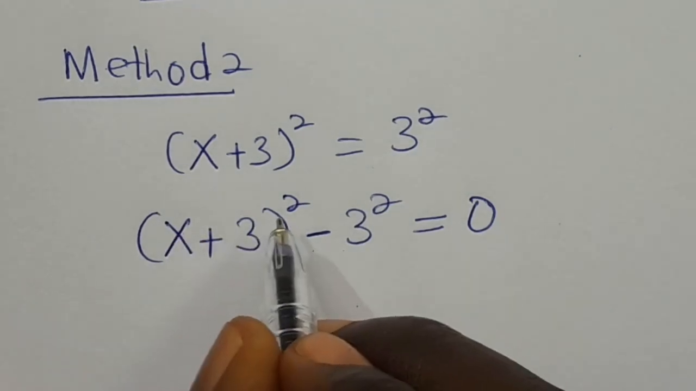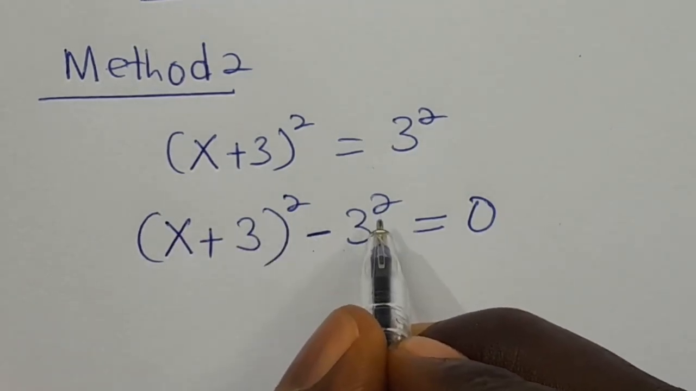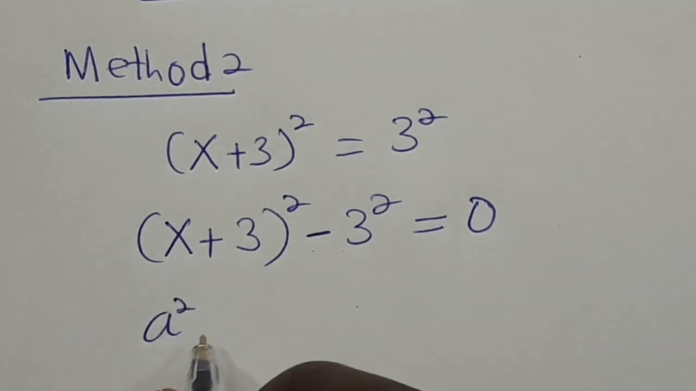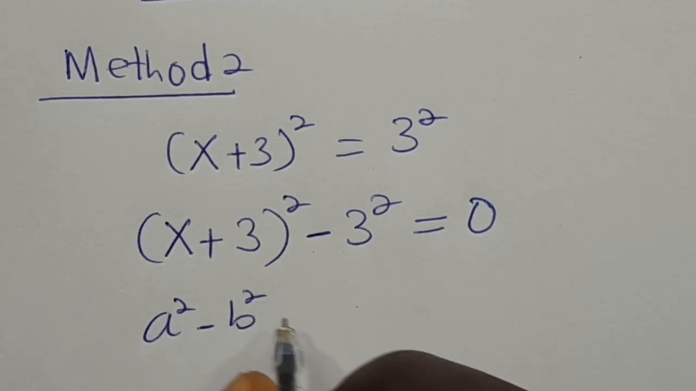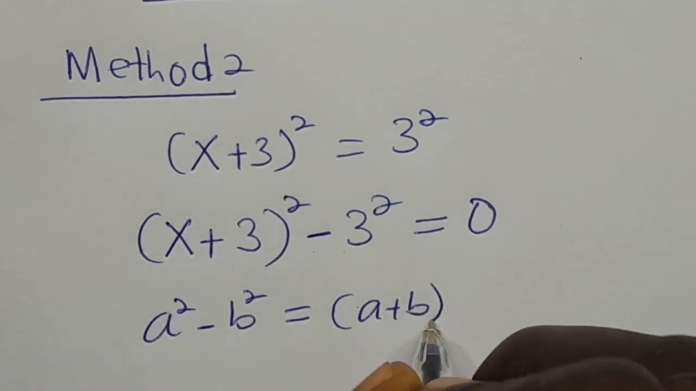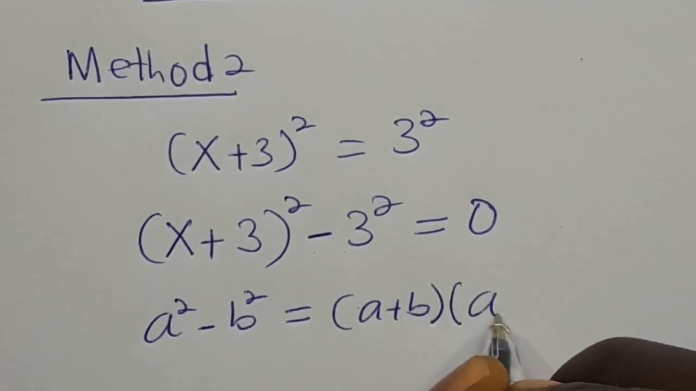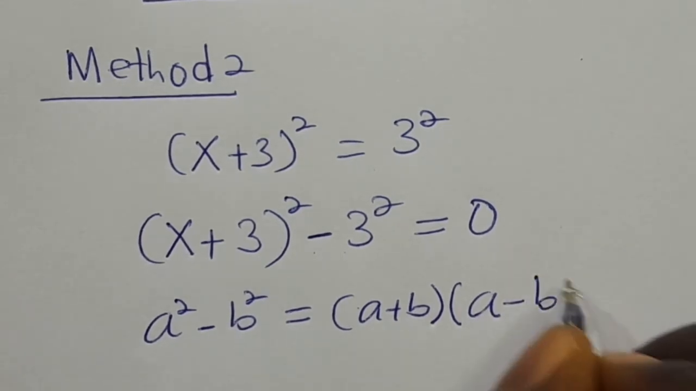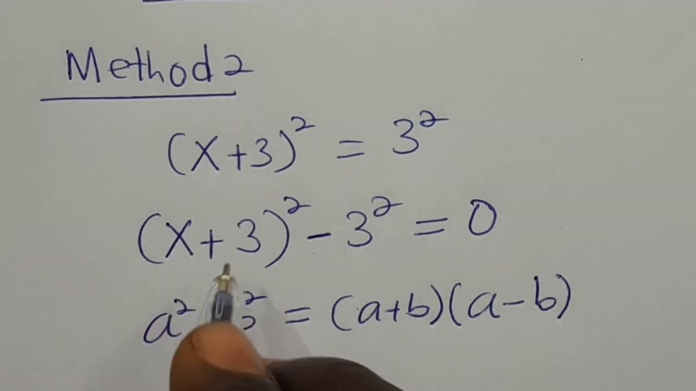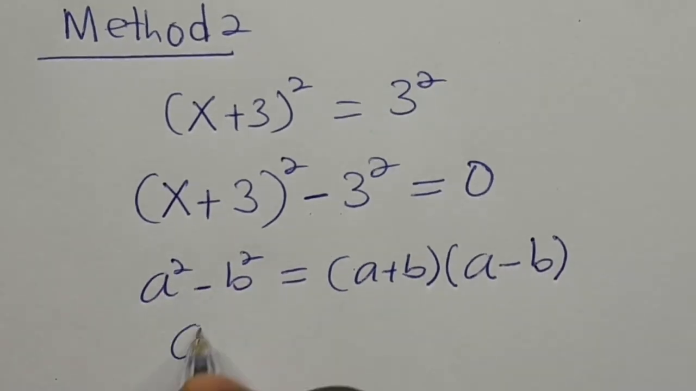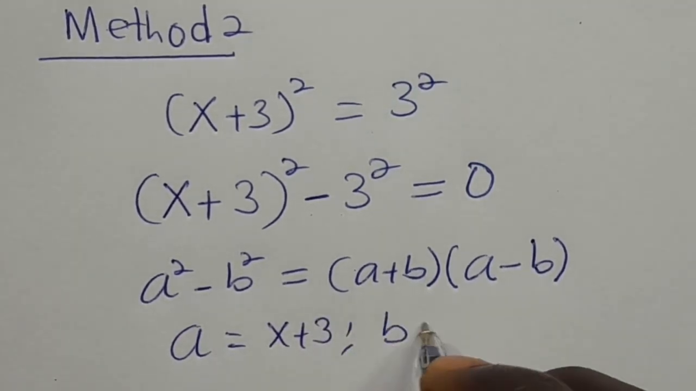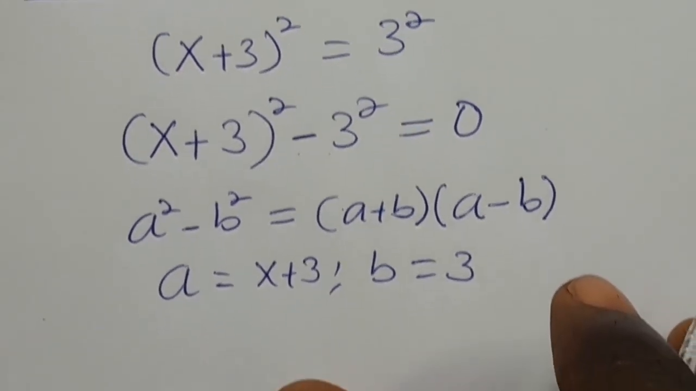Merely looking at this expression, this one has power 2, this one has power 2. We have to recall that when you have a squared minus b squared, it always equals (a + b) multiplied by (a - b). Difference of two squares. By applying it here, our a will be equal to x plus 3, then our b will be equal to ordinary 3.